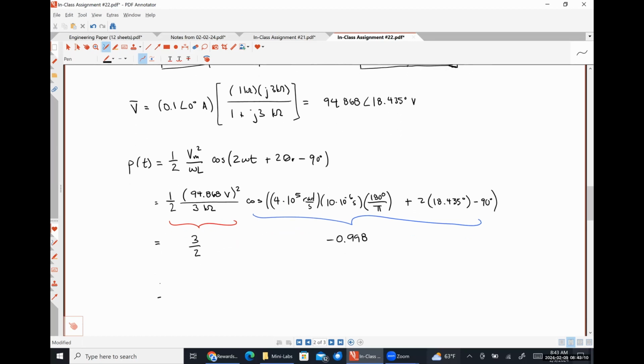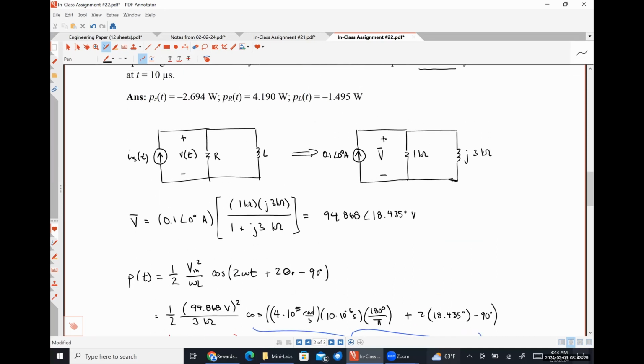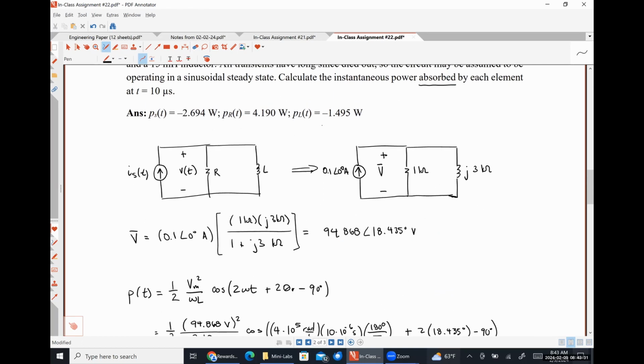Putting those two things together, negative 1.496 watts. So my answer was negative 1.495. Pretty darn close, maybe a little rounding error when I solved it the first time.